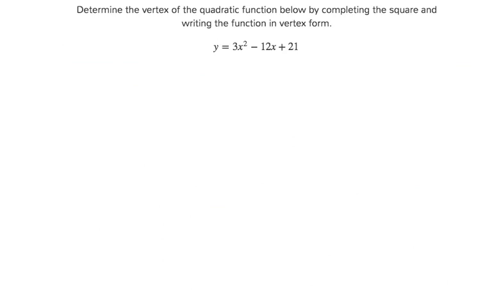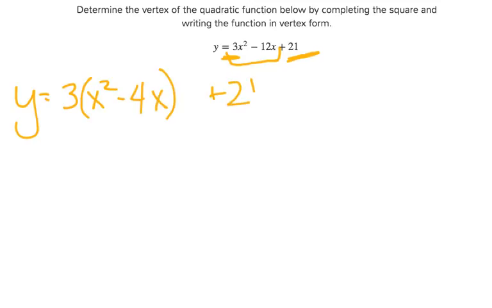So, determine the vertex of the quadratic function below by completing the square and writing the function in vertex form. Okay, here we go. We have y equals 3x squared minus 12x plus 21. We're going to want to somehow turn these two terms into a perfect square trinomial, and this will end up being related to our k, or our y value of the vertex. Now, we got to factor out the 3 at the beginning of it because it's hard to find our perfect square trinomial otherwise. So we can turn this into y equals 3 times x squared, and negative 12 divided by 3 is negative 4x plus 21.